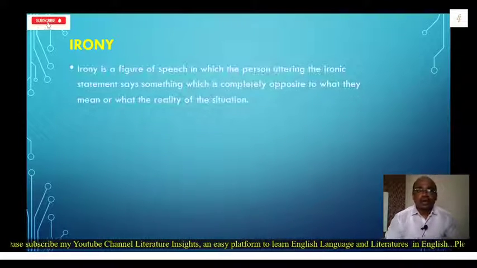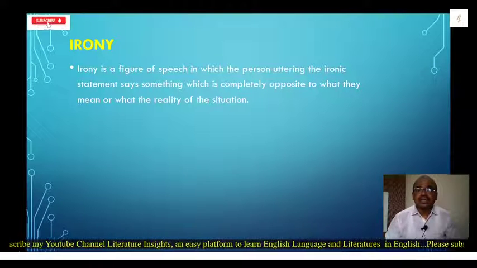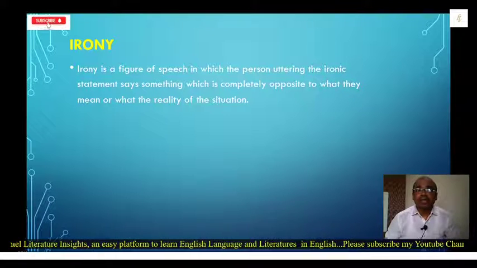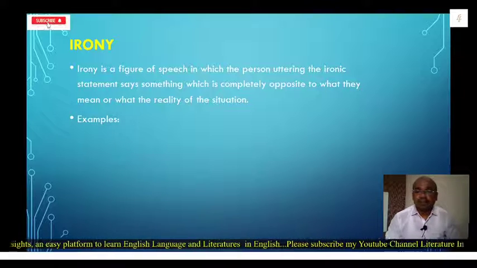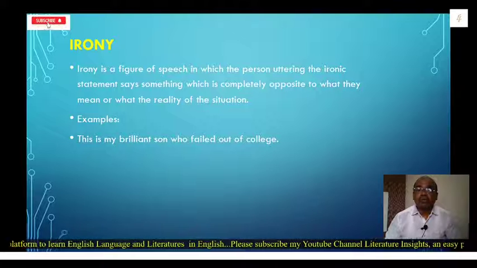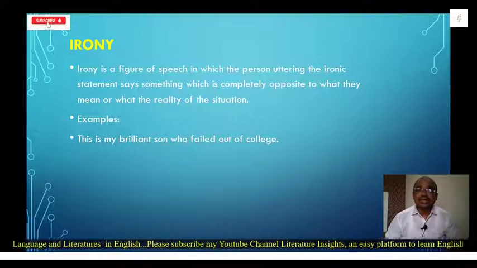Then another figure of speech, irony. Irony is a figure of speech in which the person uttering the ironic statement says something which is completely opposite to what they mean or what the reality of the situation is. So here is an example of irony. This is my brilliant son who failed out of college. So in this sentence we can find the father uttering the opposite of the truth about his son.